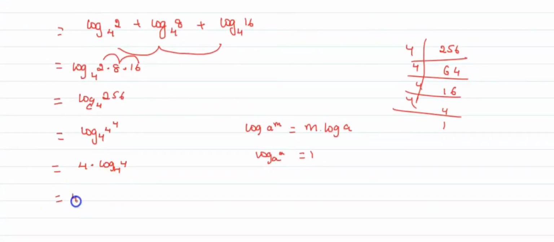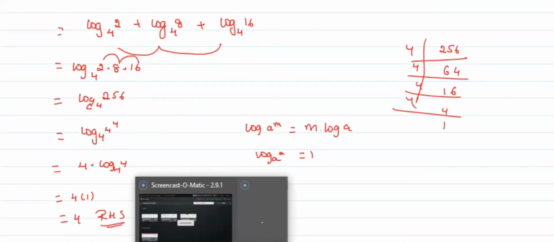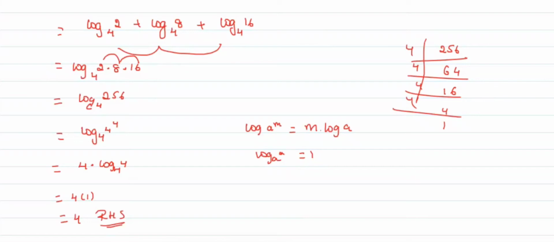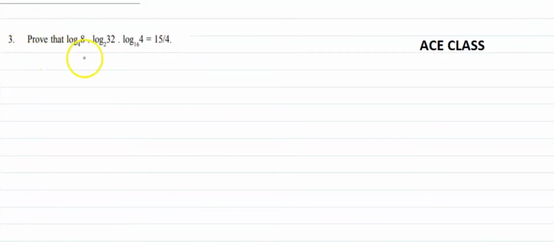So this is 4 into 1, which is always equal to 4, which is your RHS. Understood? Now we will move on with the next question. That is, prove that log 8 to the base 4 multiplied by log 32 to the base 2 multiplied by log 4 to the base 16 equals 15 by 4.